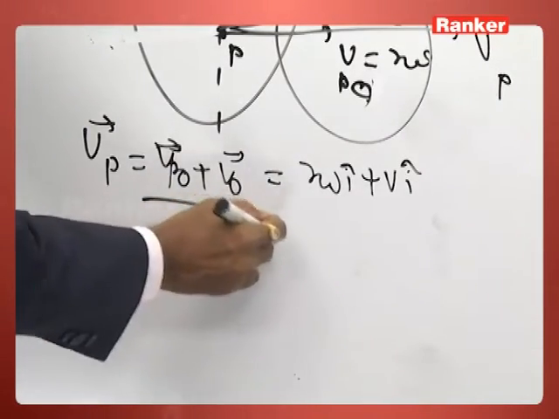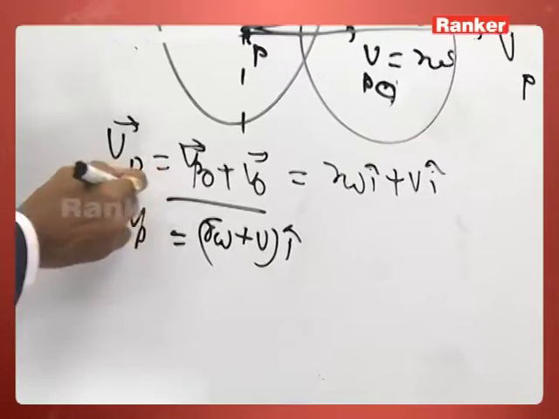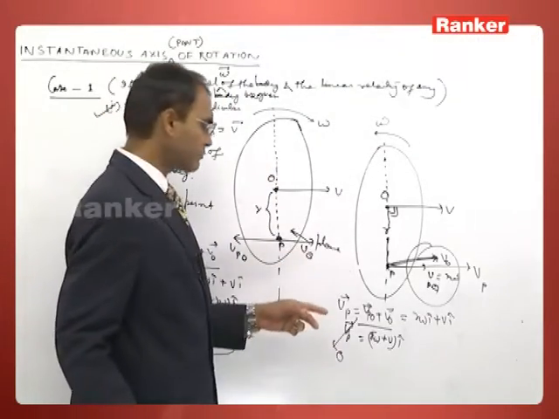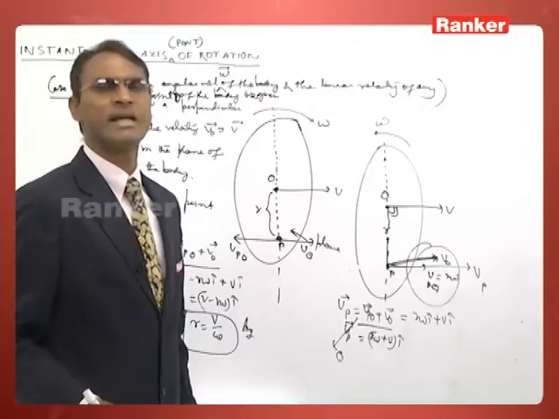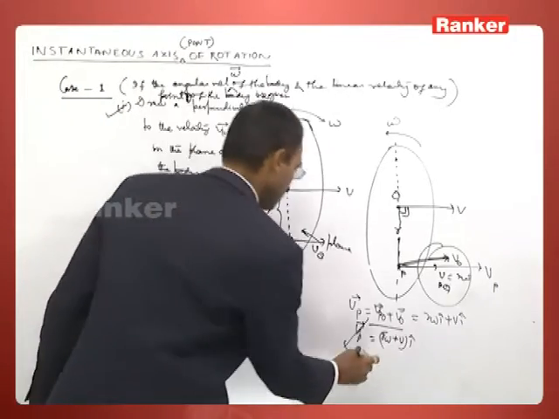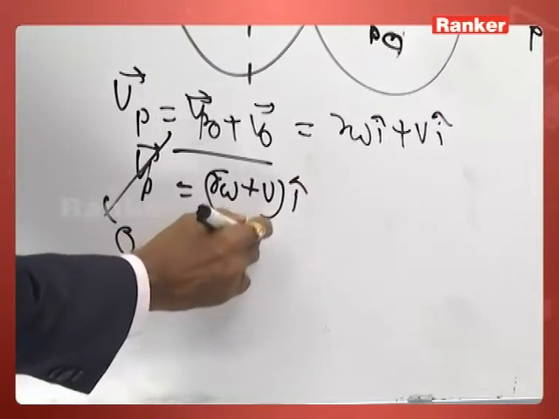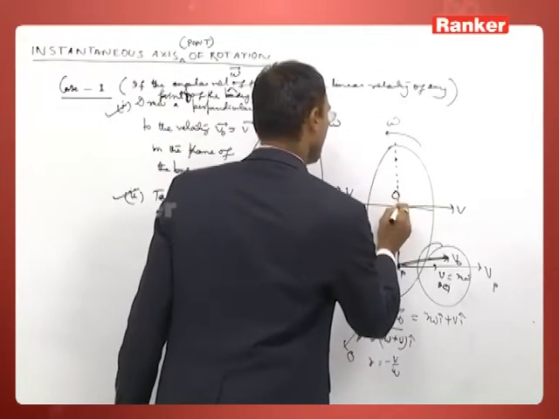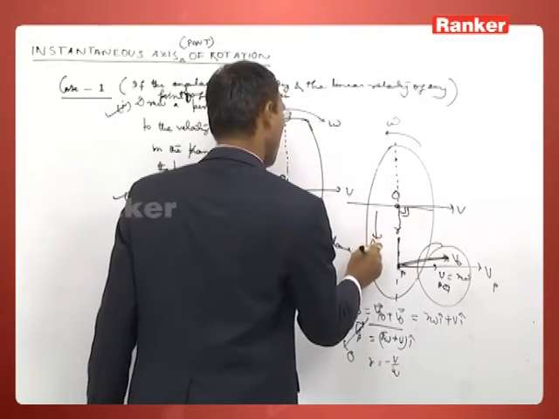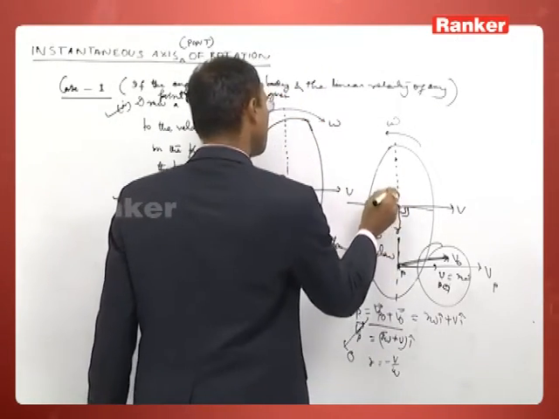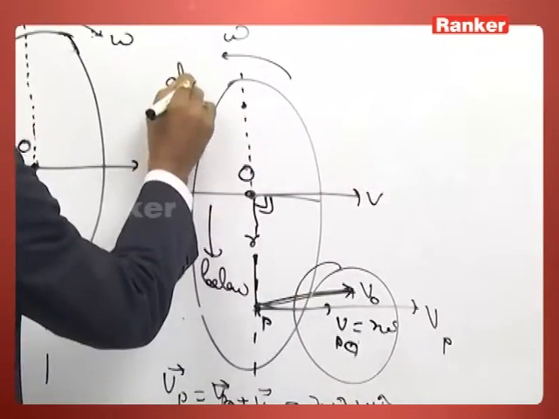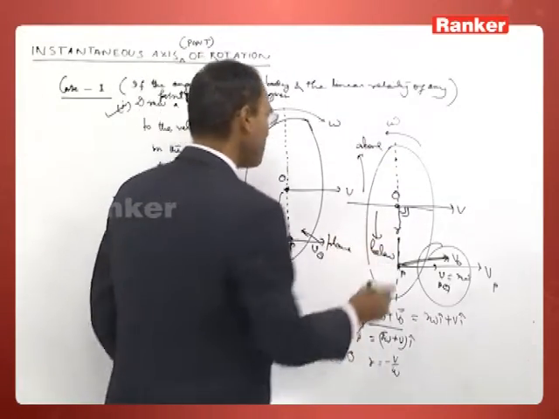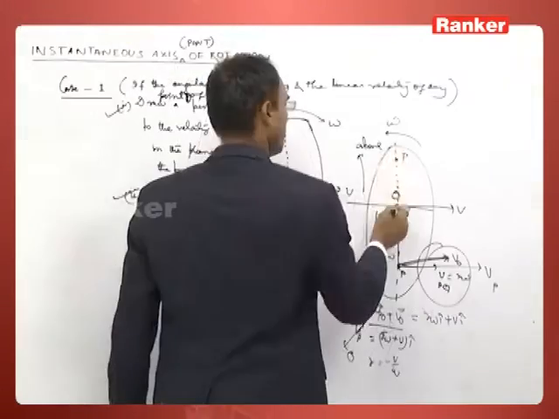r omega plus V times i cap is the velocity of the point P, and this velocity must be equal to 0 as per the basic definition of the instant axis of rotation. It will give us r is equal to minus V by omega. The minus sign signifies that with respect to this point, this is below. With respect to this point, this is above. We have taken below, but we got a negative answer. Therefore, this point P must be above the point O.